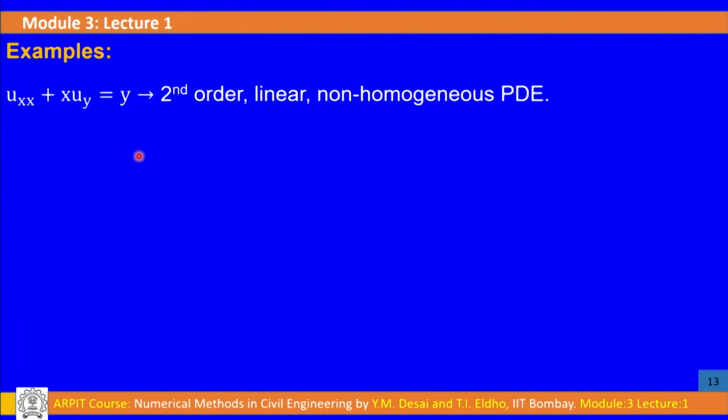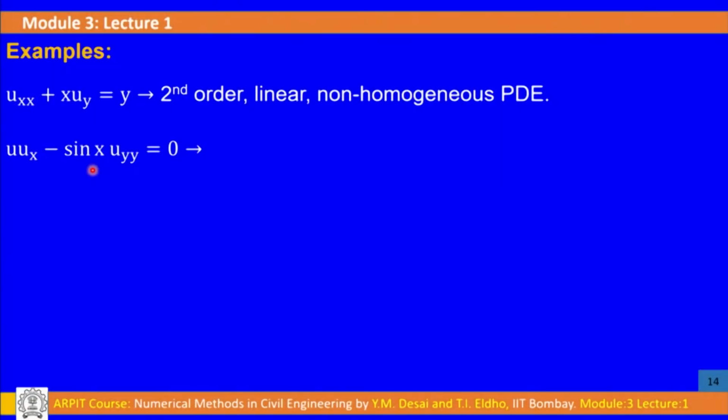Let us look at another example. u_x minus sin x u_y equal to 0. Always look at the highest order derivative first. So, that is second powered. So, this is second order. Is it linear, non-linear, quasi-linear? For that we look at the coefficients of the derivatives and the function.